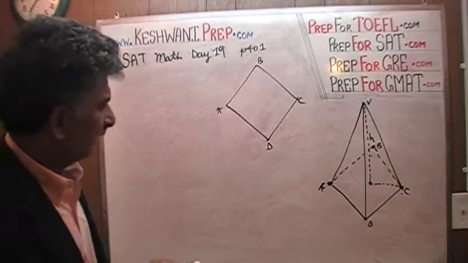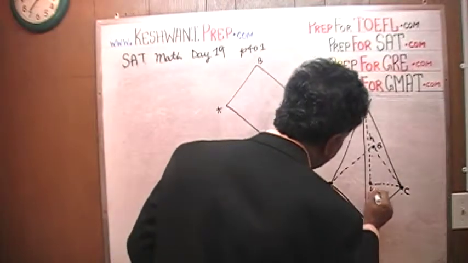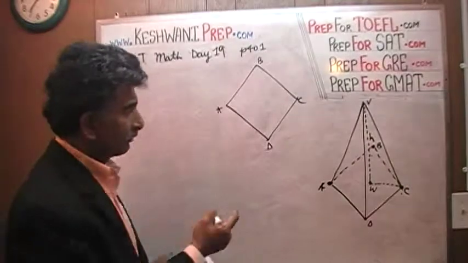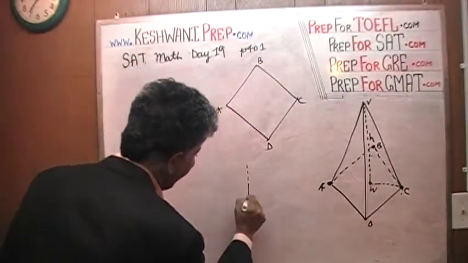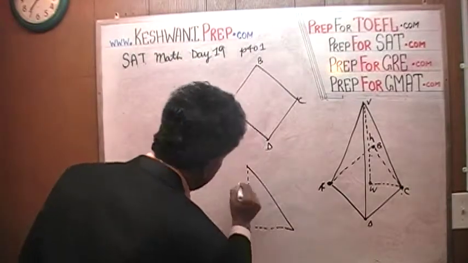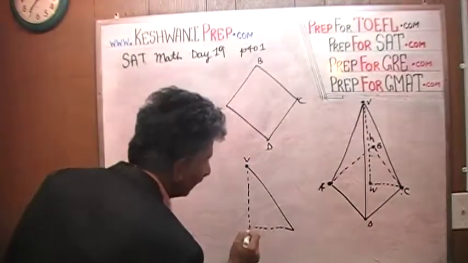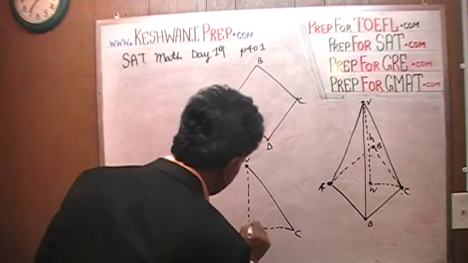Here's the triangle. Let's call this point W. So the triangle that we're interested in is VWC. I'm going to put it right here. This is the vertex, and then there is W, and that's your C. This is the right angle.